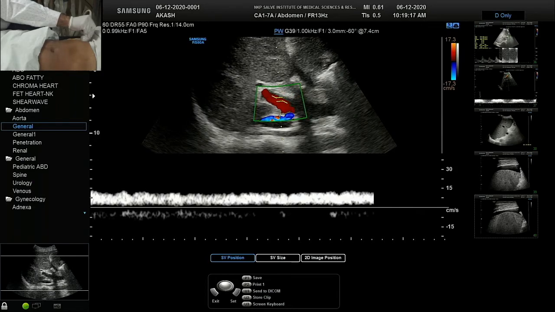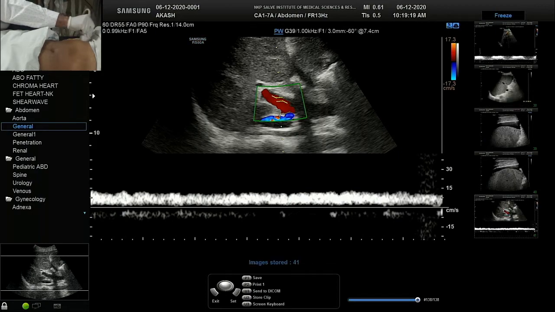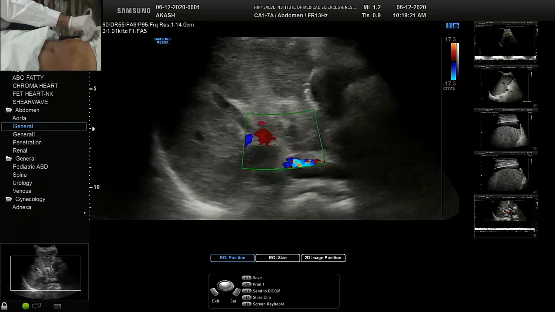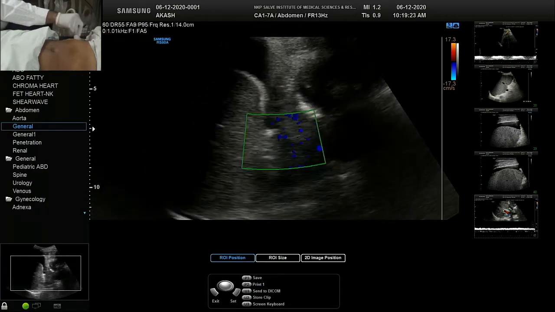So almost a flat spectrum in a portal vein. We had seen this could be a sign of portal hypertension.